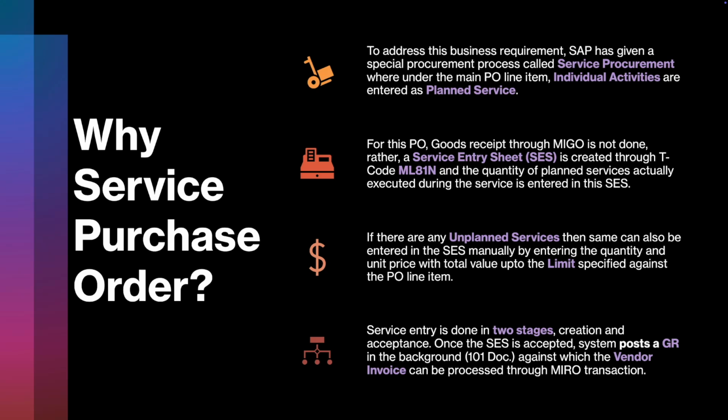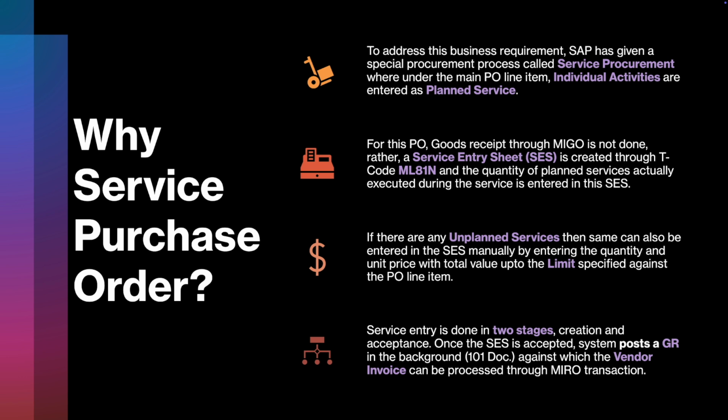Now for this kind of a PO, you will not do goods receipt through MIGO. As you know, the T code MIGO is used to do GR for materials. But for service procurement, you will create something called a service entry sheet. And the T code to create a service entry sheet will be ML81N. Okay, and in this service entry sheet, you will be entering the quantities of the planned services, and you will be entering the unplanned services with their details, quantity and unit price. This way you can pay the vendor for whatever was actually done during the service activity. One more thing is that the service entry will be done in two stages.